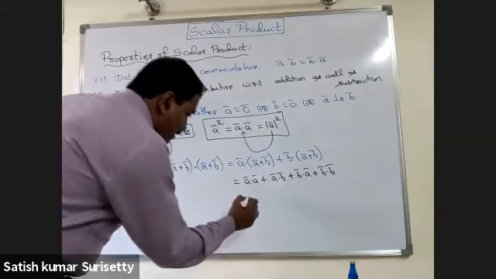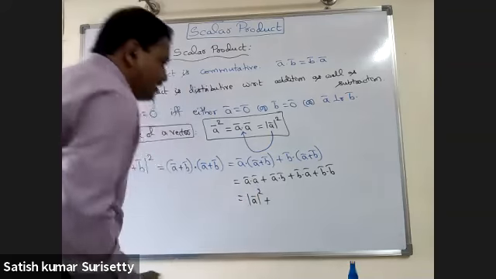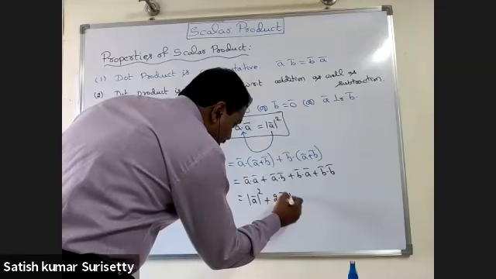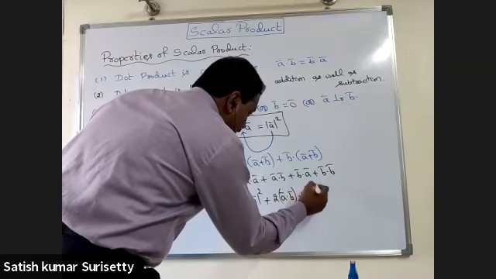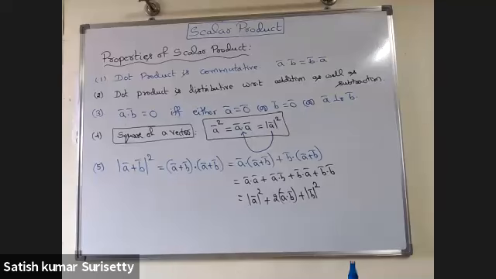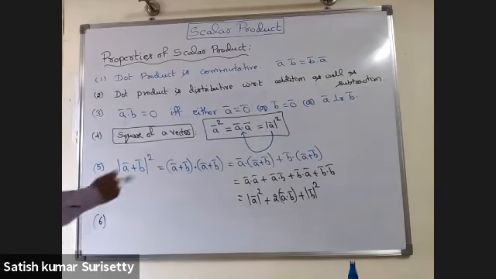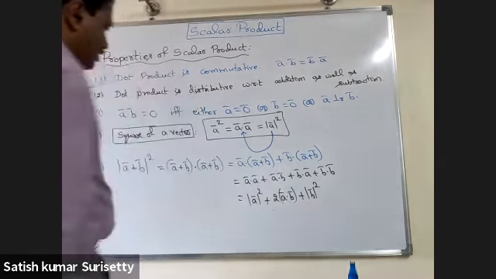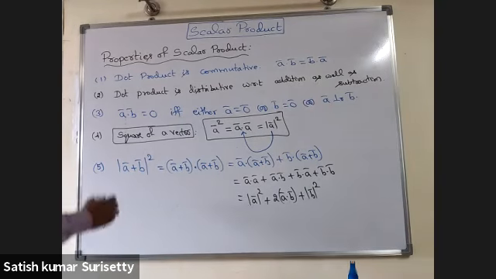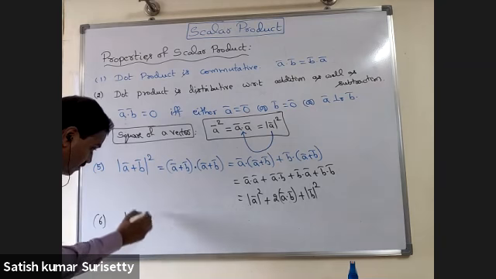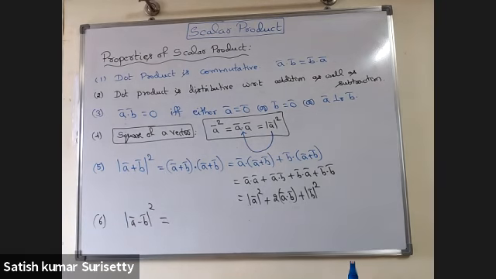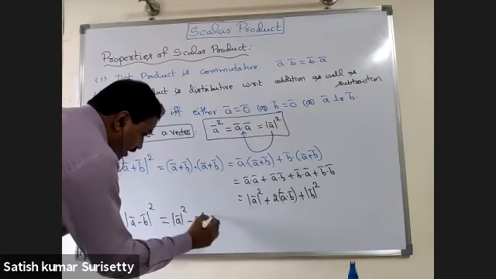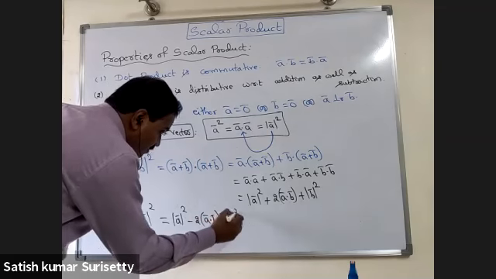Now A bar dot A bar is modulus of A bar square, and A dot B and B dot A are both the same, that is, 2 times A bar dot B bar, plus modulus of B bar square. So modulus of A bar plus B bar whole square is modulus of A square plus modulus of B square plus 2 into A dot B. Similarly, you can write modulus of A bar minus B bar whole square. In the same manner, you can derive it as modulus of A bar square minus 2 into A bar dot B bar plus modulus of B bar square.